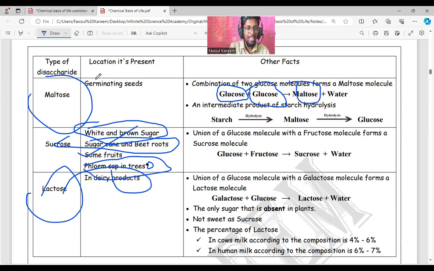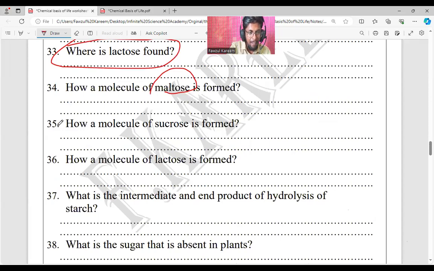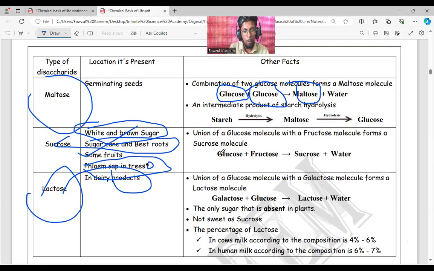Right? Okay. So then, how is a molecule of sucrose formed? How is the sucrose formed? Glucose plus... Yes, very good, Rashida. Here, glucose plus fructose, sucrose will form.